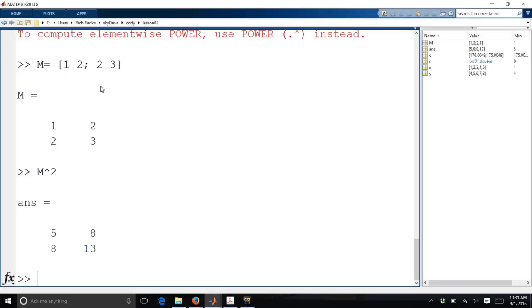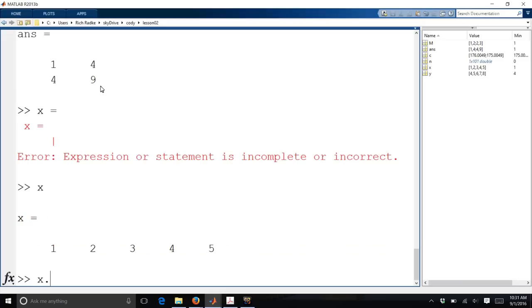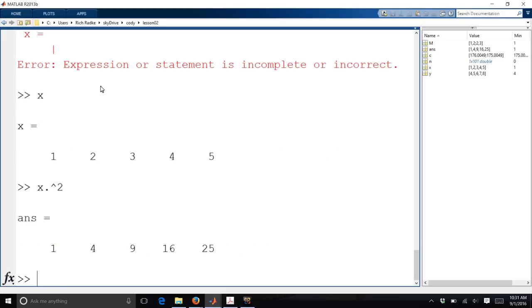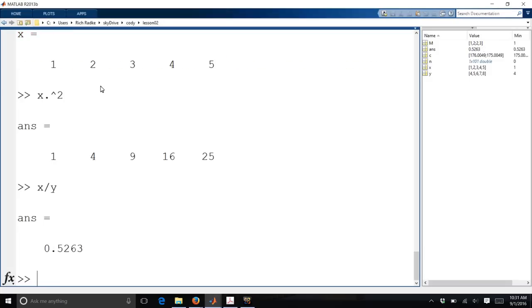If I wanted to multiply things element by element, I would need to use the dot, right? M dot squared actually squares every individual element. The same thing would apply if I wanted to square that vector I had in the beginning, right? So for multiplication, division, and taking things to a power, generally if you want element by element, you need the dot, right? The same thing is true for division. If I wanted to divide x by y, I'm going to get, what happened there? That gave me an unexpected result. If I want to divide x by y, then I should use the dot to get the element by element response, right?